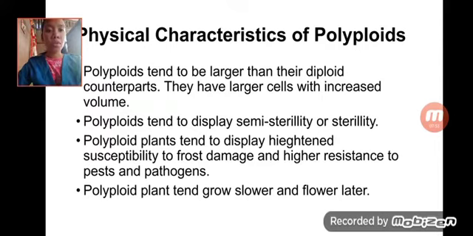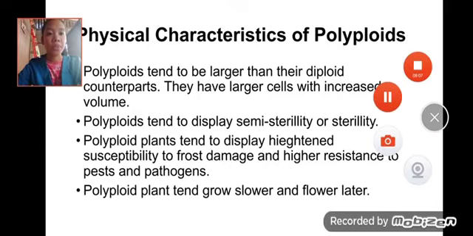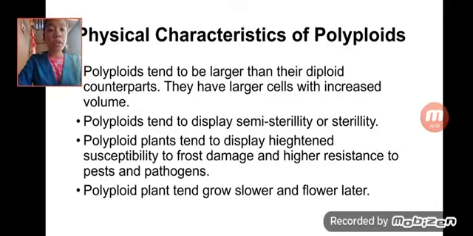Polyploid plants tend to display heightened susceptibility to frost damage and higher resistance to pests and pathogens. Polyploid plants tend to grow slower and flower later. So polyploid plants generally have large flowers, seeds, and fruits.